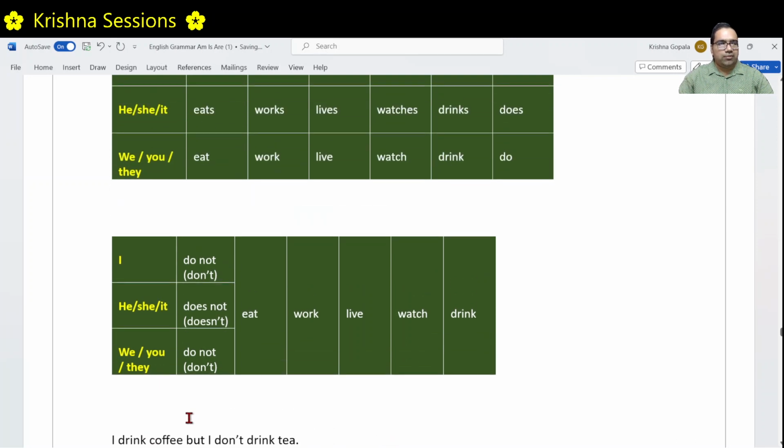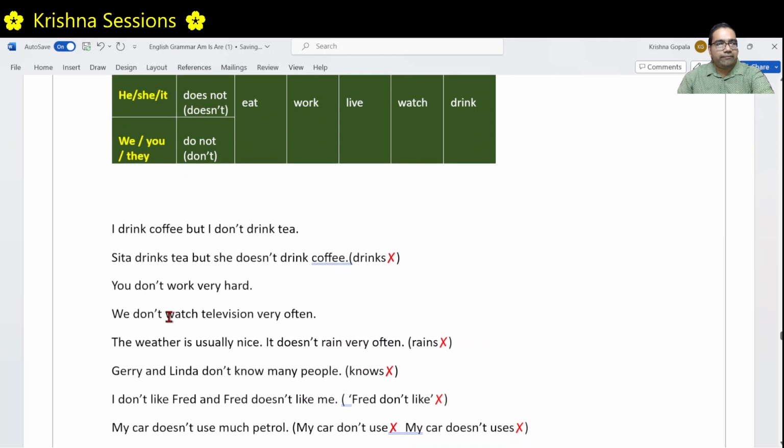Okay. We do not watch television very often. We watch television versus we do not watch television. The weather is usually nice. It does not rain very often. It rains very often versus it does not rain very often. You cannot put "rains". Right. If it is a negative sentence, it does not rain very often.